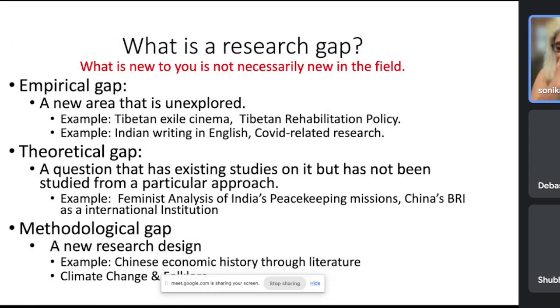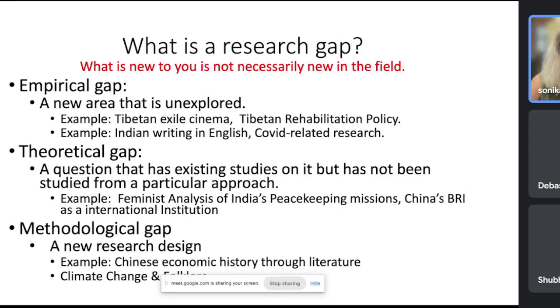Now, this is something I've put in red because this is something I constantly see. What is new to you is not necessarily new in the field. A lot of things will be new to you as you read. A lot of things will come across as fresh knowledge to you. But because you're reading on it, that means it's already been addressed. So what is new to you is not necessarily new in the field. Don't be in a hurry to put into your literature review or an identification of your research gap, there isn't sufficient research on this, because you are not familiar with what is the research over there.